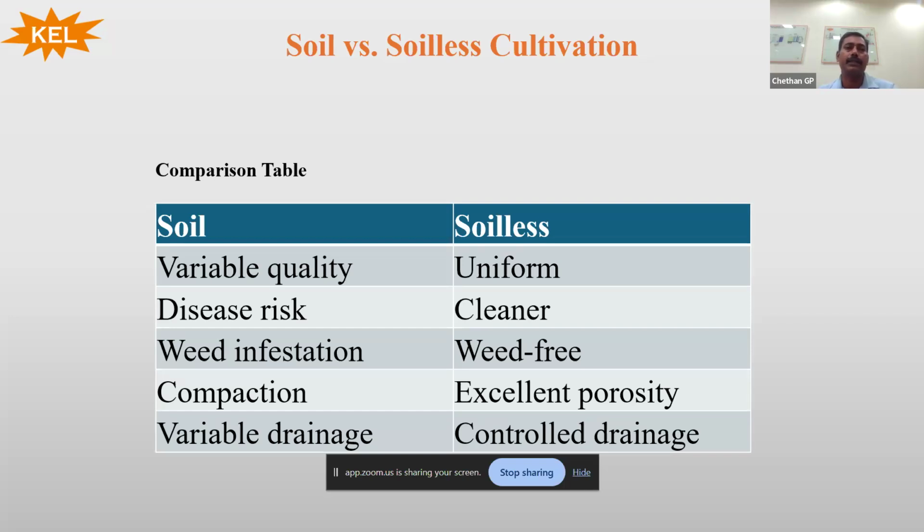Drainage and aeration are carefully engineered, allowing roots to receive adequate oxygen while maintaining optimum moisture. Although substrate cultivation requires initial investment and good irrigation management, the benefits in terms of crop quality, productivity, water conservation, and disease reduction often outweigh this cost.